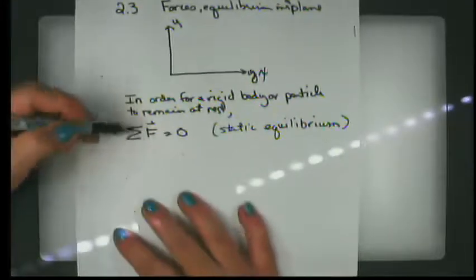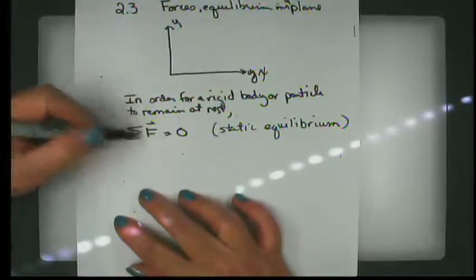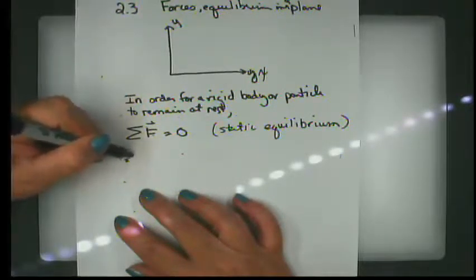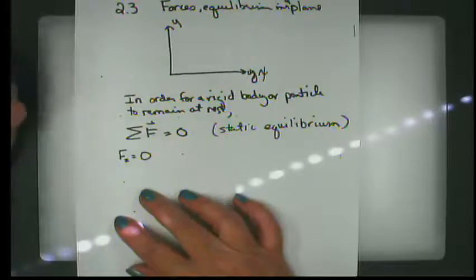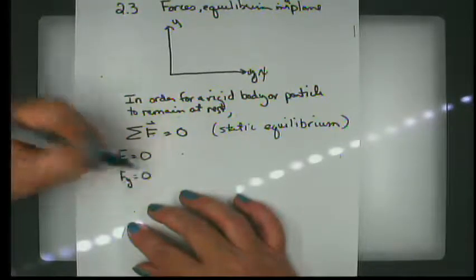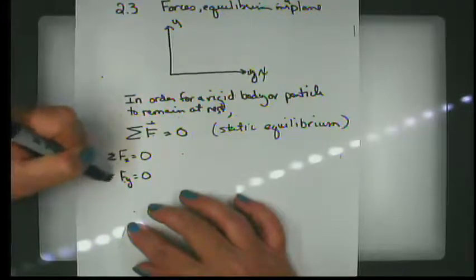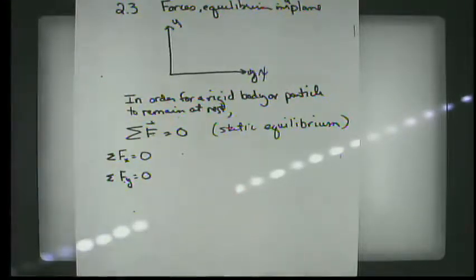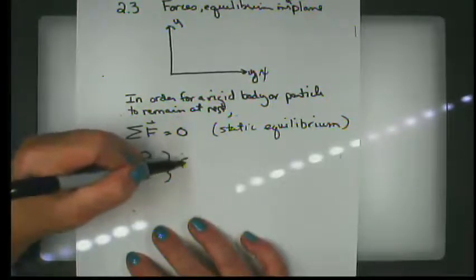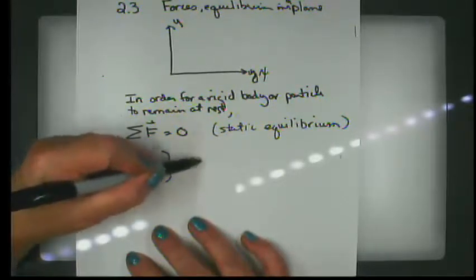So how do we determine if the summation of forces in all directions are equal to 0? Well, we break it into vectors, and generally speaking, we can then say that the summation of forces in the x direction is equal to 0, and the summation of forces in the y direction is also equal to 0. And we determine all of those forces by drawing a free body diagram.